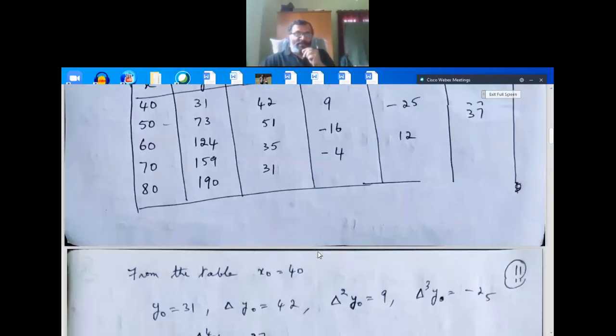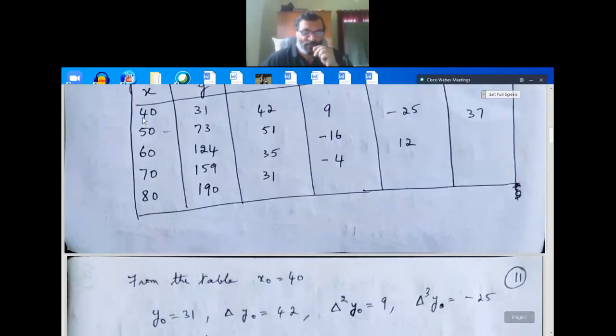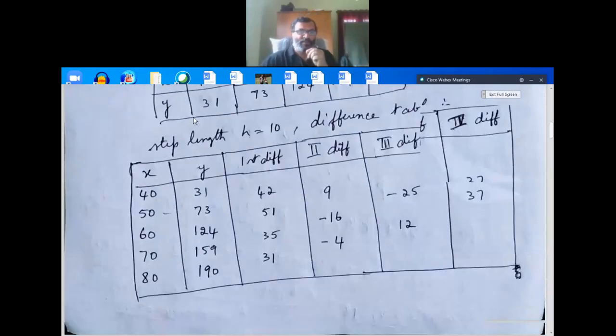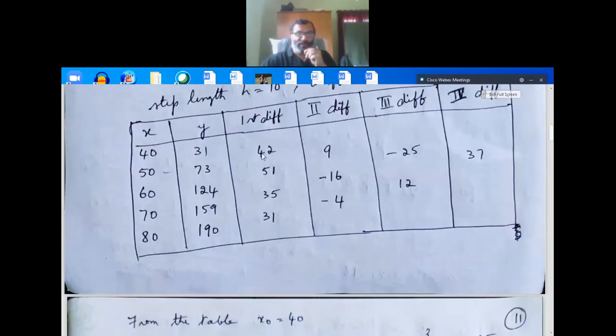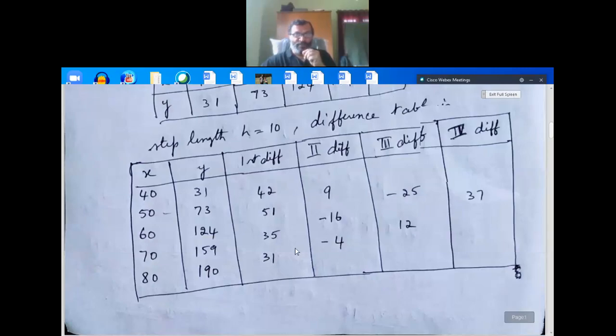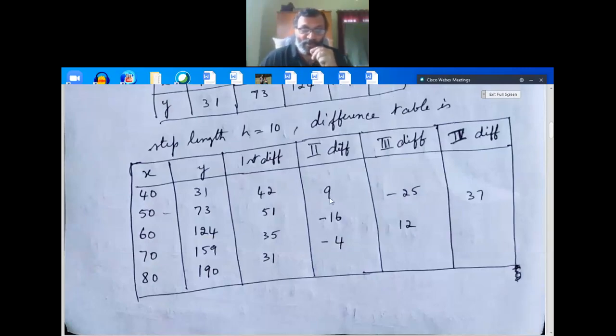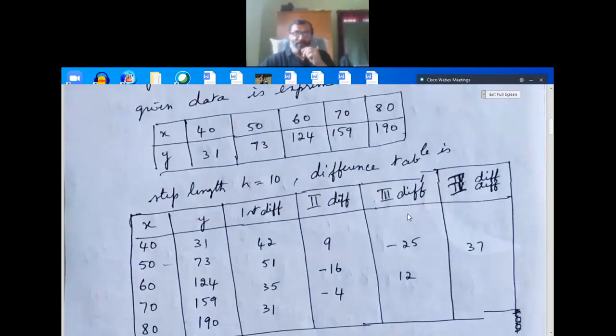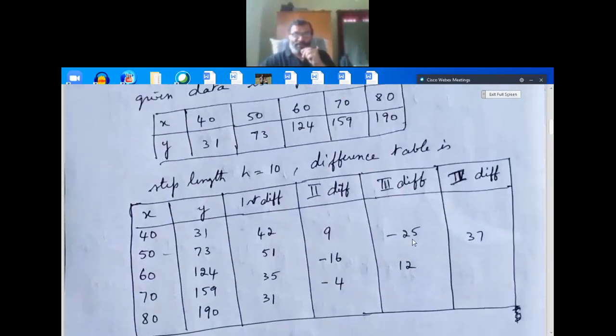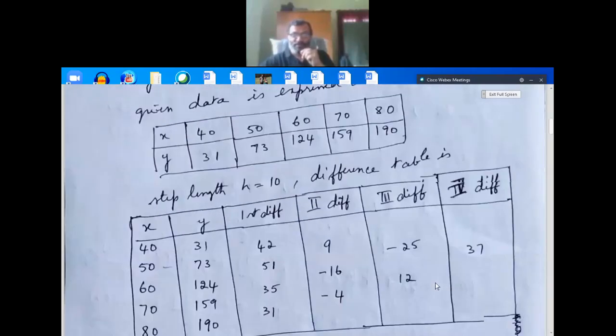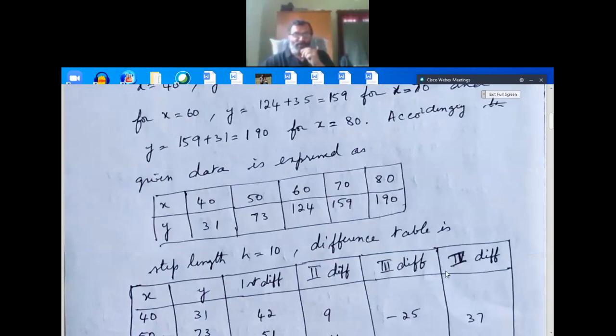Now from the table it is very clear that x naught, the first value of x, is 40, y naught is 31. For the first difference, you are writing the first entries actually: del y naught is 42, you can see here. Second difference, first entry, del squared y naught is 9. Third difference, del cubed y naught is minus 25. And the fourth difference, the last, del 4 y naught is 37.